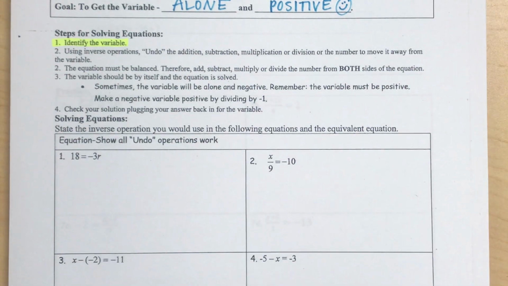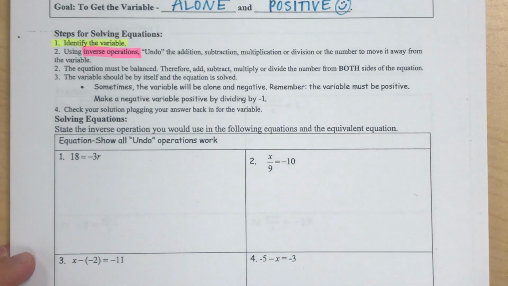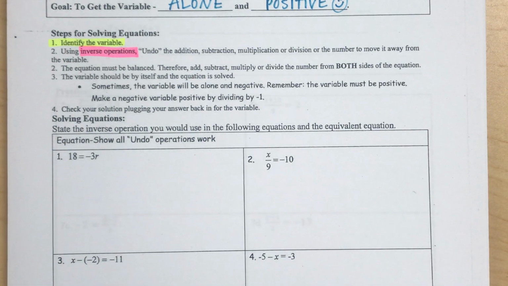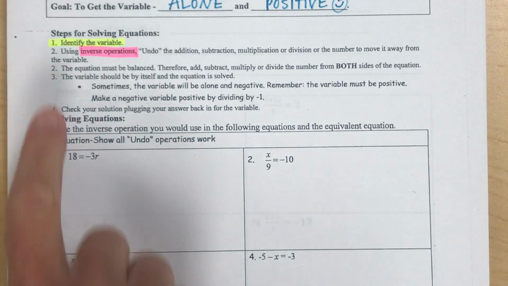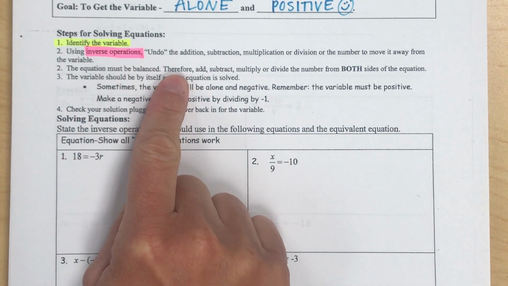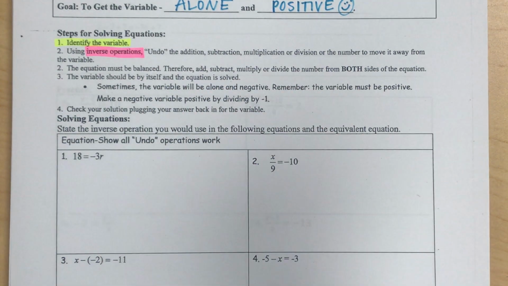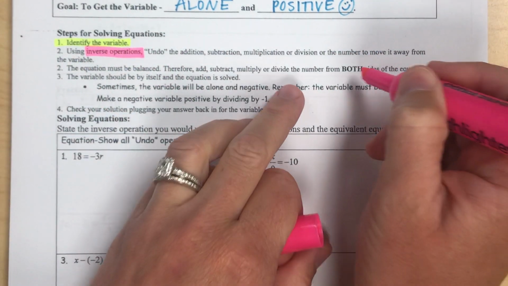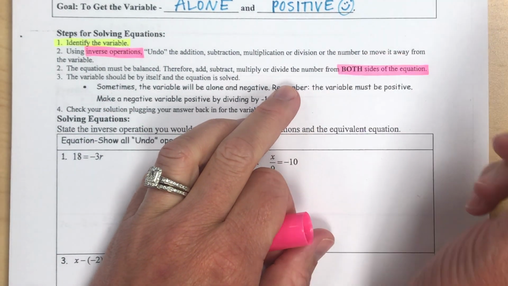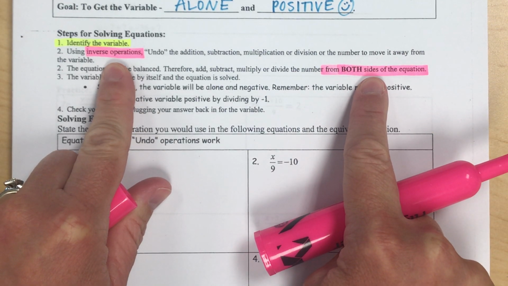Step number 2, using inverse operations, you will undo the addition or subtraction, multiplication or division, of the number to move it away from the variable. Now your equation must be balanced. Therefore, add or subtract, multiply or divide, but make sure you do this inverse operation, so that's probably why I had it as number 2. Whatever your inverse operation is, you need to do that to both sides of your equal sign.